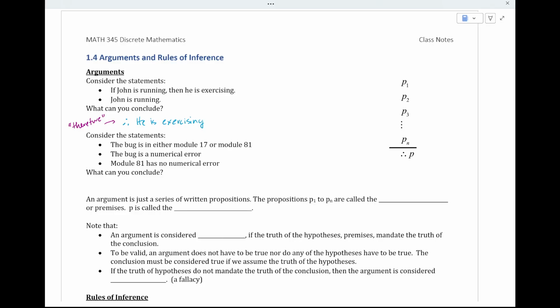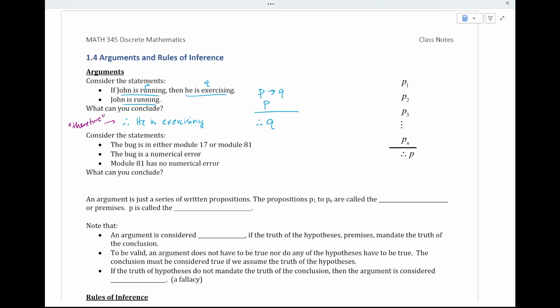We could write these statements in symbolic form. Let's say John is running, that's P. He is exercising, that's Q. So P implies Q. That's our first statement. John is running, that's P. Therefore, he's exercising, Q. So here is one argument. Our argument is a series of written propositions that have a conclusion.